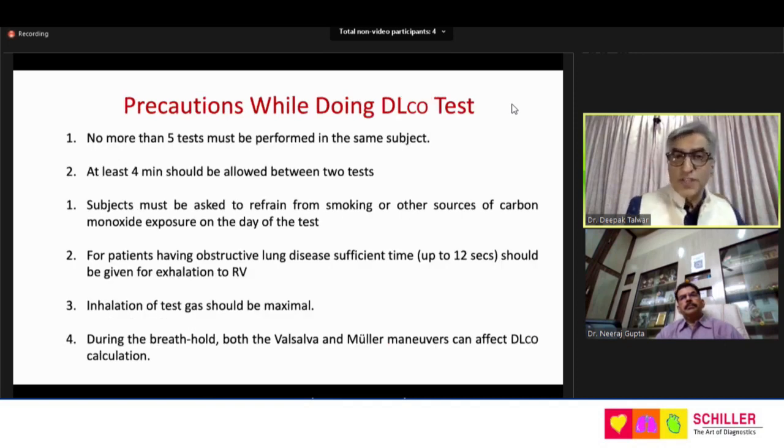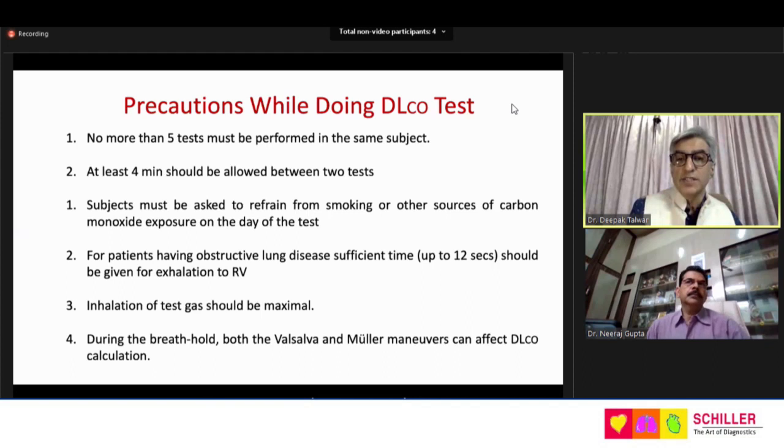So the precautions required while performing the diffusion test are that not more than 5 tests should be done, because otherwise there will be a back pressure of carboxyhemoglobin in the blood and then the values will be fallacious. At least 4 to 5 minutes should be allowed between 2 tests. The subject must be asked to refrain from smoking or any other carbon monoxide exposure prior to coming for the test, and this is required for 24 hours.